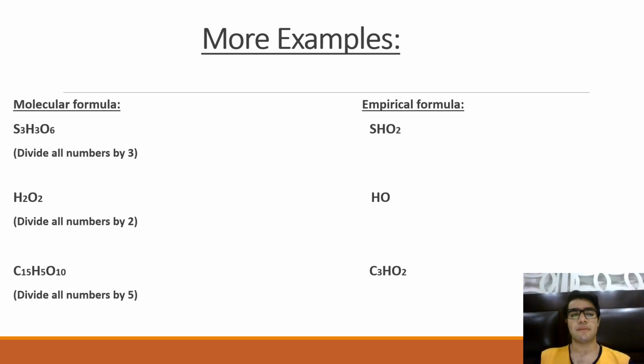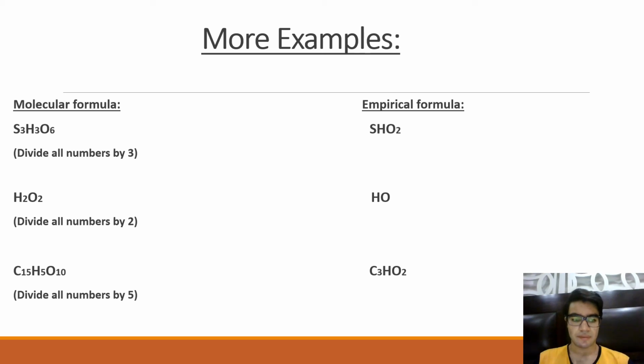In the second example, we have H2O2. The highest common number that you can divide both these twos by is 2. So 2 divided by 2 is 1, and 2 divided by 2 is 1. So it becomes HO.